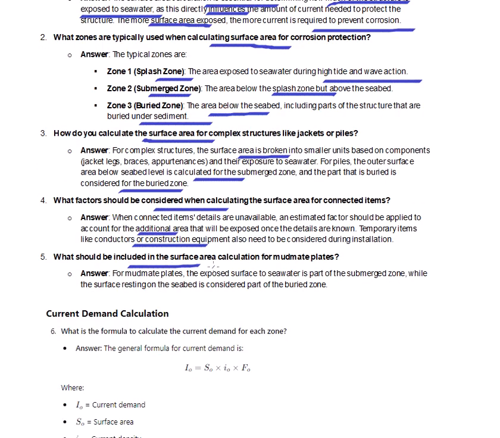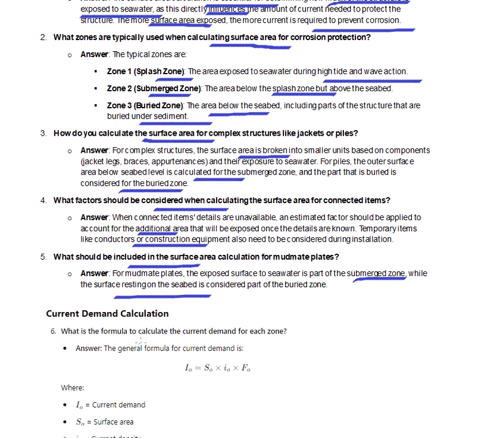What should be included in the surface area calculation for mudmat plates? Exposed surface is part of the submerged zone, while the surface resting on the seabed is considered part of the buried zone. The mudmat area that's resting on the seabed is considered part of the buried zone. The exposed surface to seawater is considered part of the submerged zone.